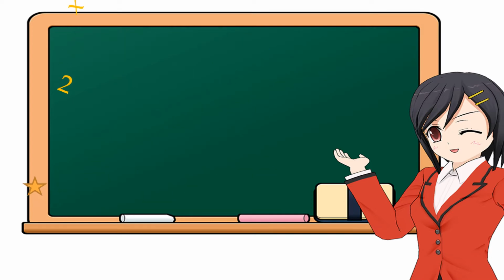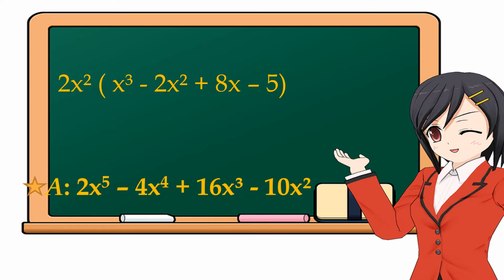For number 4, when we multiply 2x squared by quantity x cubed minus 2x squared plus 8x minus 5, it will give us an answer of 2x raised to 5 minus 4x raised to 4 plus 16x cubed minus 10x squared. So let's have the solution.